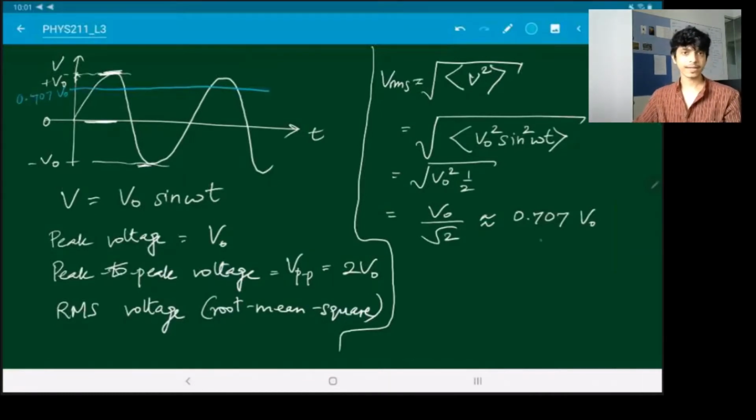In general, for any kind of sinusoidal wave, you can define these quantities: the peak to peak, and the RMS. Okay.